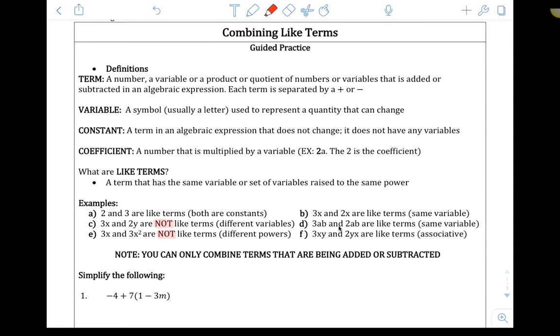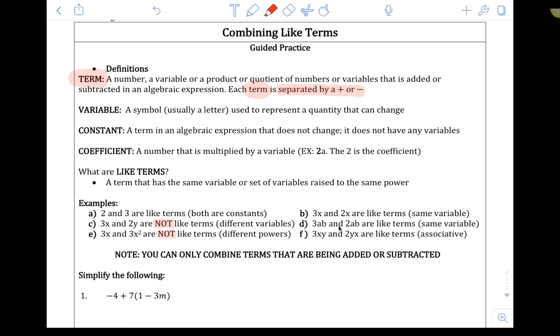In this video, we're going to be talking about combining like terms. Some definitions that we'll need to know for this lesson is the definition of the word term. A term is a number, a variable, or a product or quotient of numbers and variables that is either added or subtracted in an algebraic expression. In other words, each term that we can see will be separated by a plus or minus sign. I'll show you some of those here in a second.